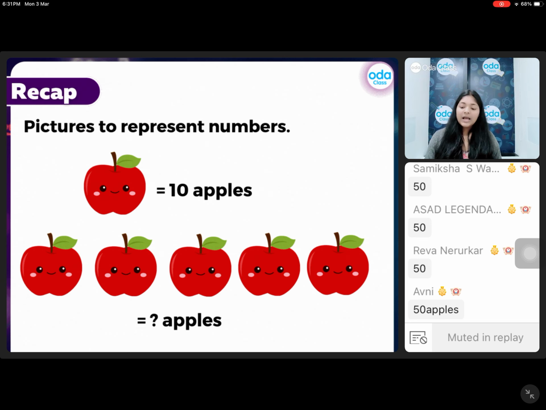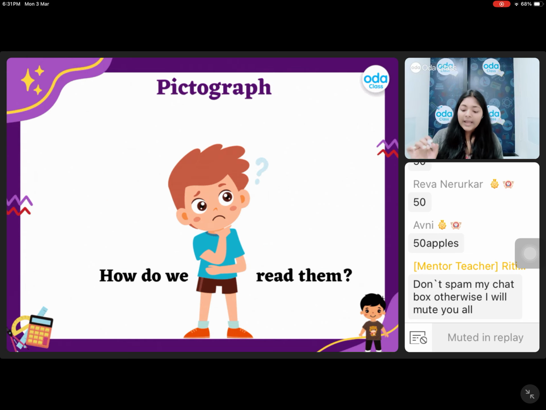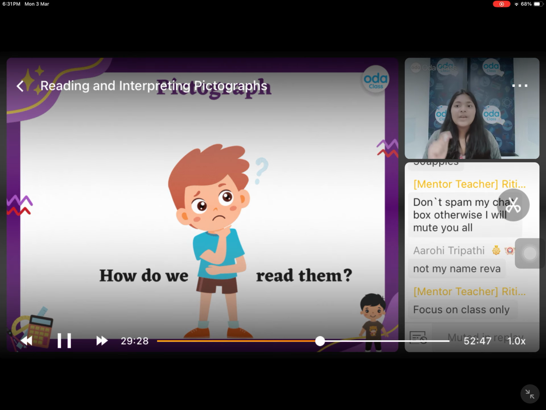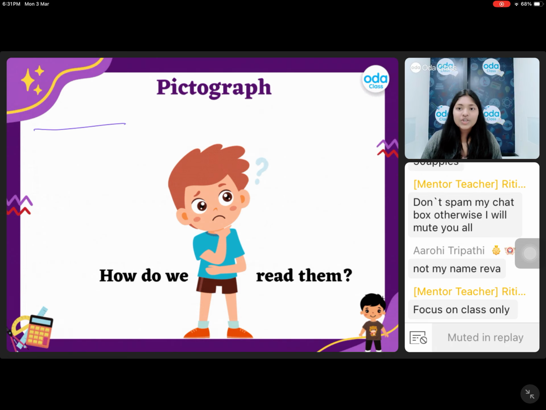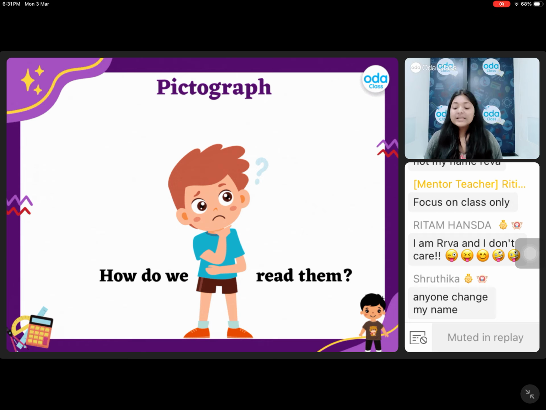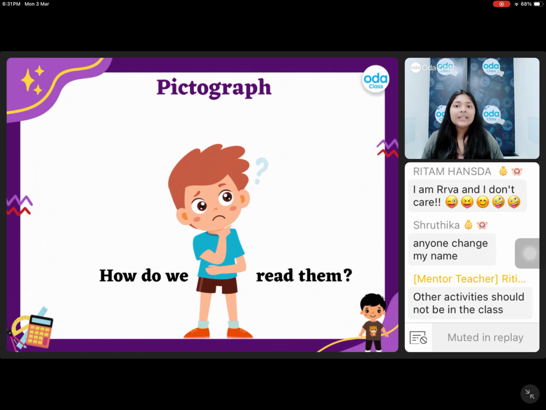All right. So now let us move forward. How can we read a pictograph? A pictograph will be given to us. Now we need to read the pictograph and understand the information. Like when we were looking into the table, we were getting the information: for red, how many were there, for blue, for purple. Similarly, here a pictograph will be given and we need to understand the information from that. So let us quickly start. It's a very important topic.